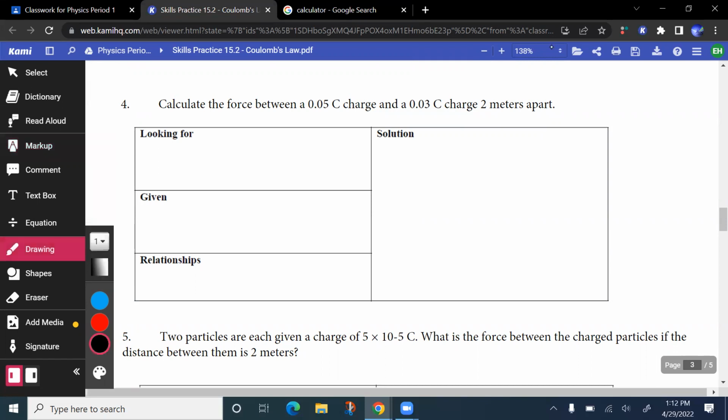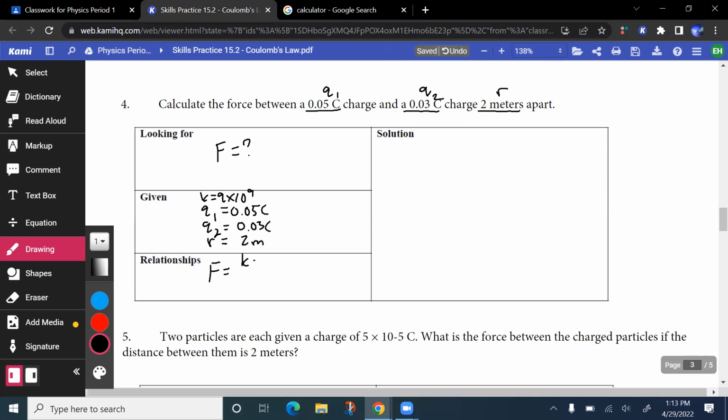Number 4, calculate the force between a 0.05 Coulomb charge and a 0.03 Coulomb charge, 2 meters apart. Well, there's Q1, there's Q2, and there's our distance. Again, looking for force. Again, K is 9 times 10 to the 9. Q1 is 0.05 coulombs. Q2 is 0.03 coulombs. R is 2 meters.